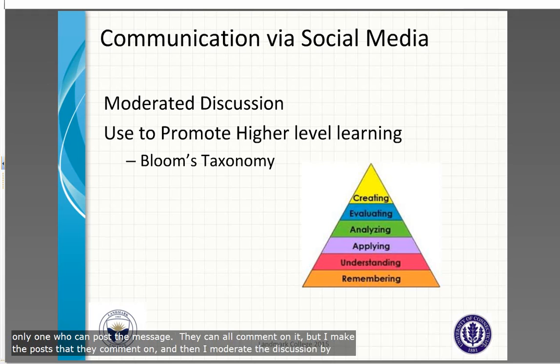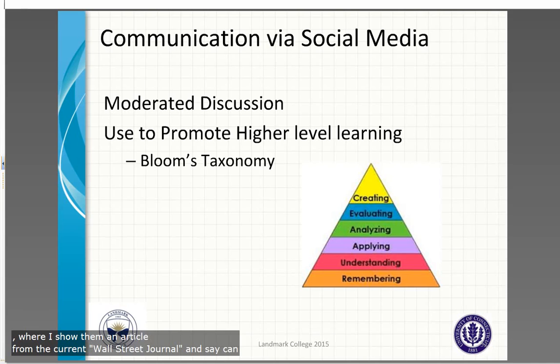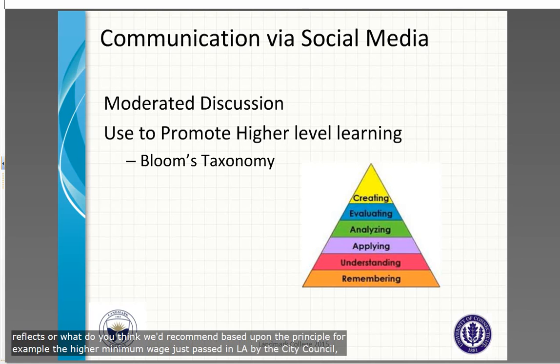I try to use it to promote Bloom's taxonomy, in the sense that some of the questions at the beginning will be very basic definitional, and then others will be like that graphing activity where I show them an article from the current Wall Street Journal and ask, can you see how this reflects the principle? For example, the higher minimum wage that was just passed in LA by the city council. What do you think, based on what we've been looking at with these supply diagrams and price floors, will be the impact of this?